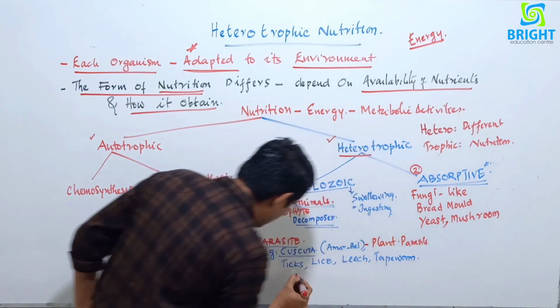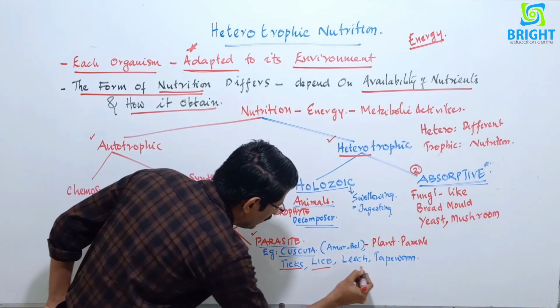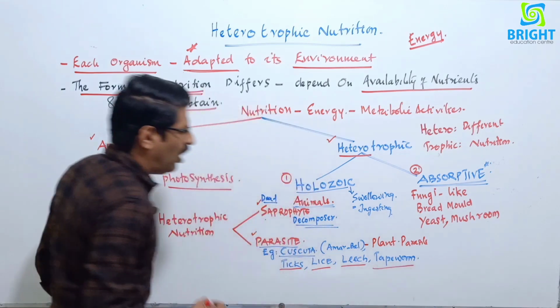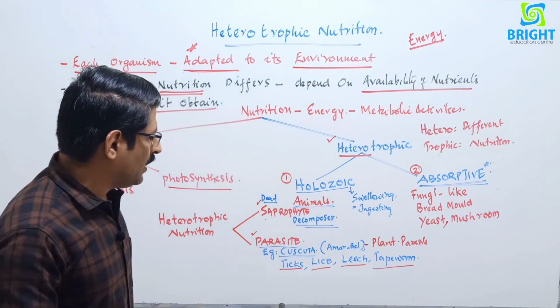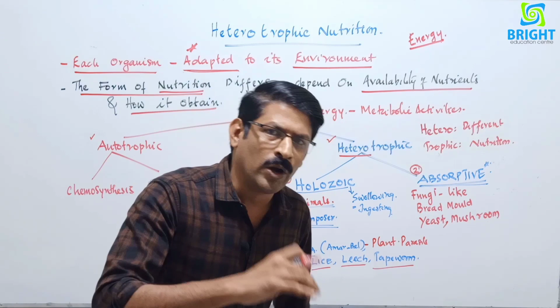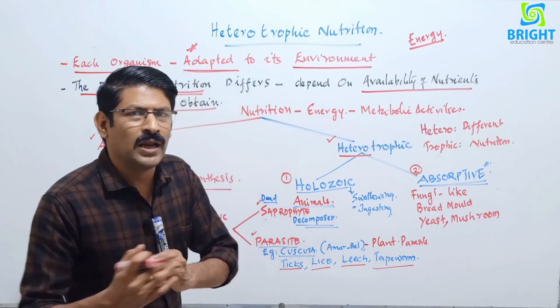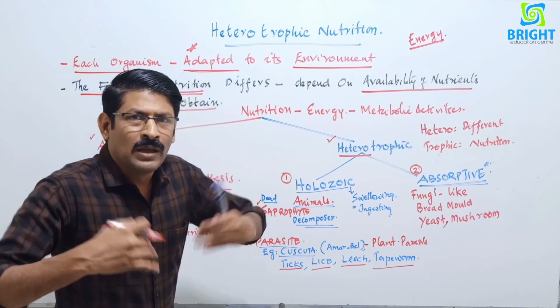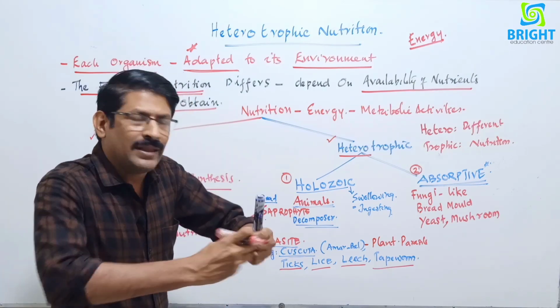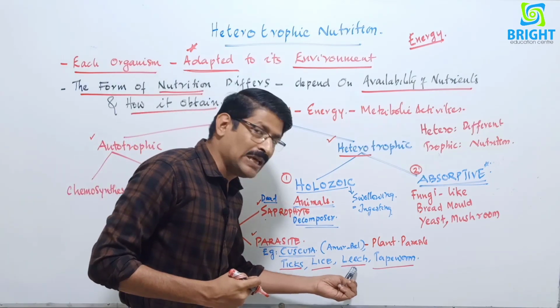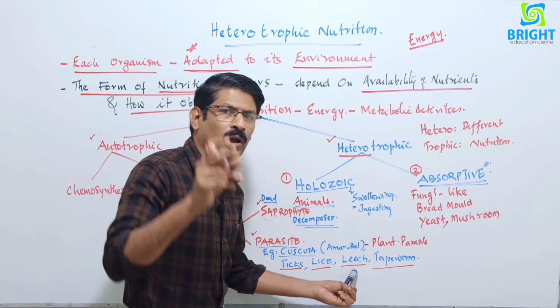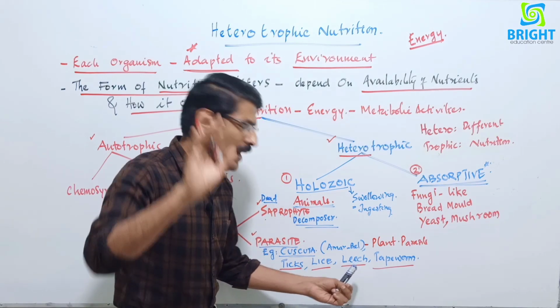And others are ticks, lice, leech, tapeworm, all these are animal parasites that may be living outside the body or inside the body. In the last year we have studied about filaria worm or the tapeworm that is living inside our body and taking nutrients. We know leech is living outside the body. We have studied it in the phylum Annelida.